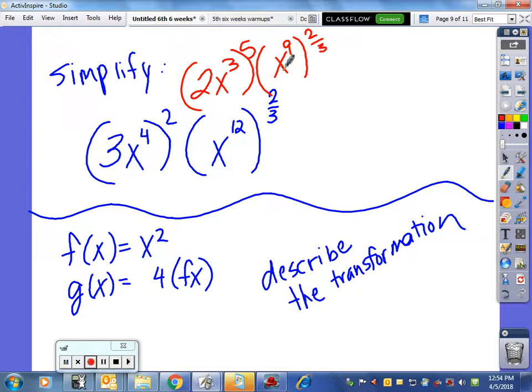I was just saying some kids wanted to do 1 times 2/3, but it's not 1 times 2/3, it's 1 to the 2/3 power. 1 to any power is still a 1. So if there's not a coefficient here, you don't even need to worry about it.